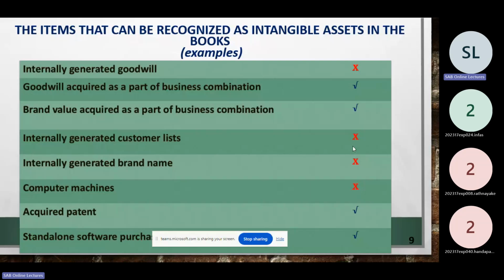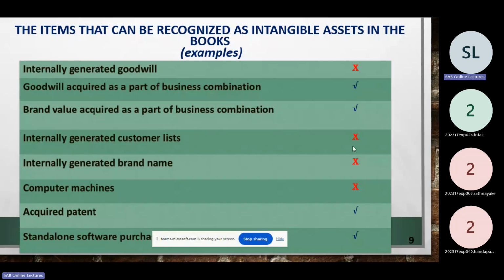Brand value is also like that. Internally generated customer list cannot be recognized, because we can't control the customers in our entity. Internally generated branding is also like that. Computer machine is more into computer and equipment, because the significant part relates to the hardware, so that also cannot be identified as an intangible.